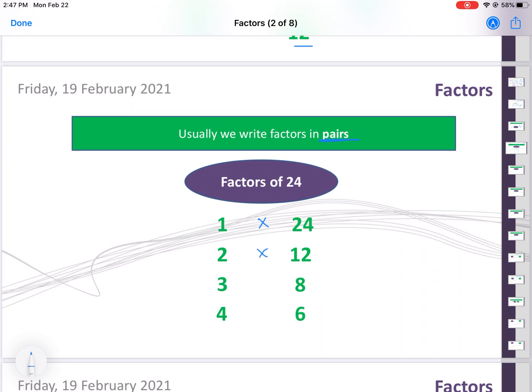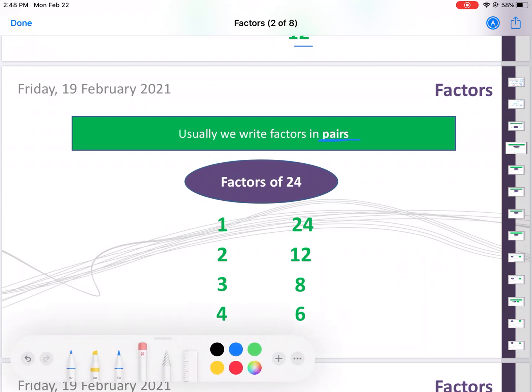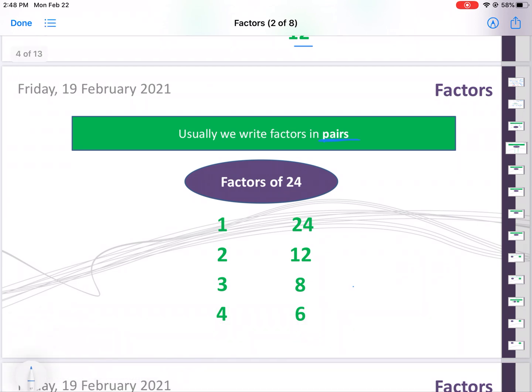So again, going down the list, 2 times 12 gives us 24, as does 3 times 8, as does 4 times 6. Now, if we're just listing the factor numbers, we don't put those multiplies in the middle, we just have the two lists. But that's what we're looking to find, two numbers that multiply together to give us our desired number, so in this case 24.